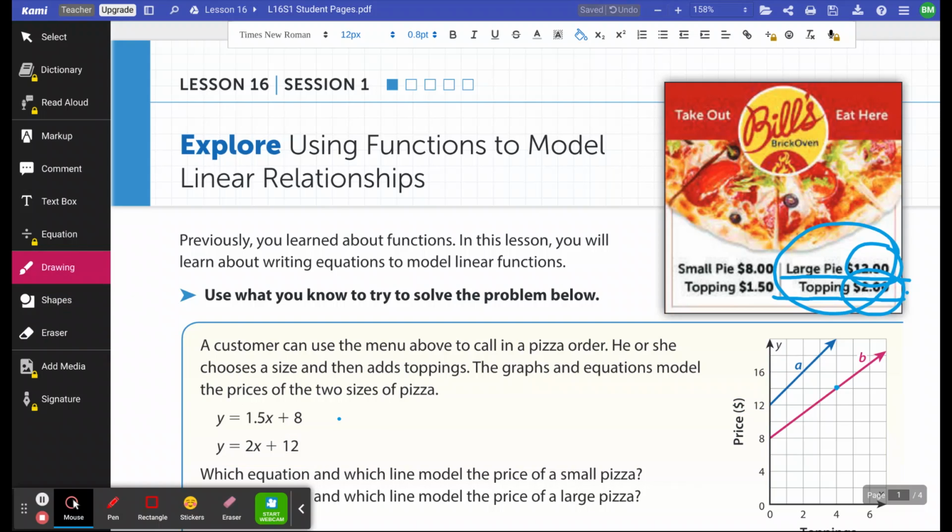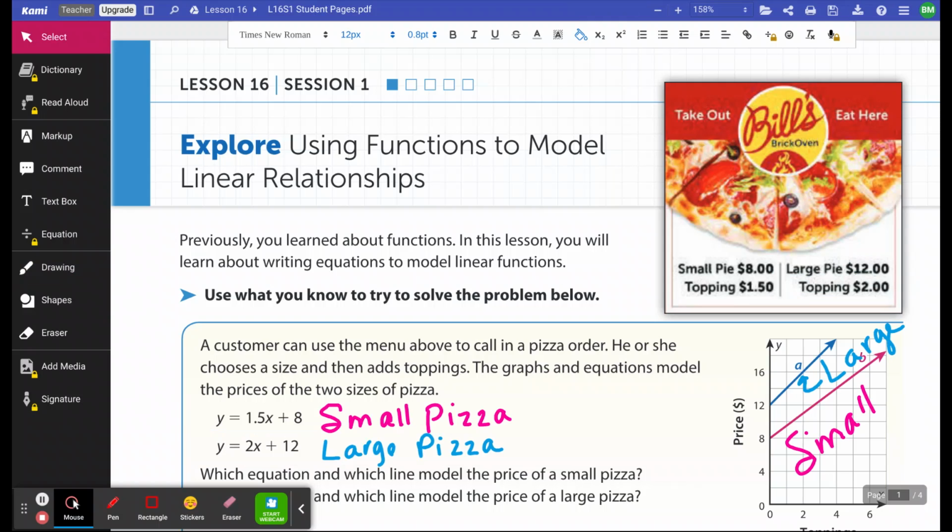Is it the small pizza or is it the large pizza? Both equations, small or large, and both graphs. I want you to write, is this the small or the large? Pause the video, write that down, and then come back and check your work. Okay, so this is what you should have got.